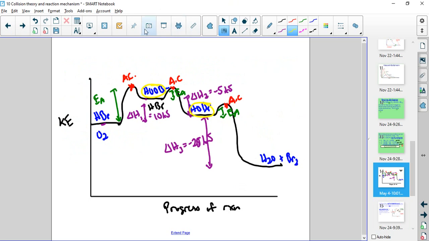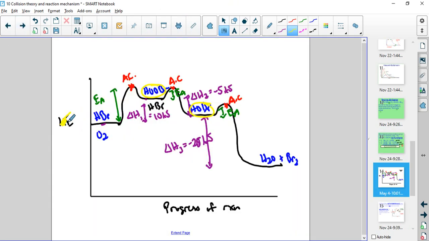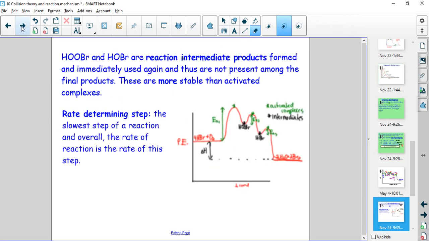One thing I noticed, talking about kinetic energy and temperature, wrong. It should be potential, always potential, potential energy. Here we're talking about the substances themselves, not a measure of the thermal energy. So I'm glad I found that, and we can make that correction here. Okay, good. So HOOBr and HOBr, these are our reaction intermediates that we mentioned.